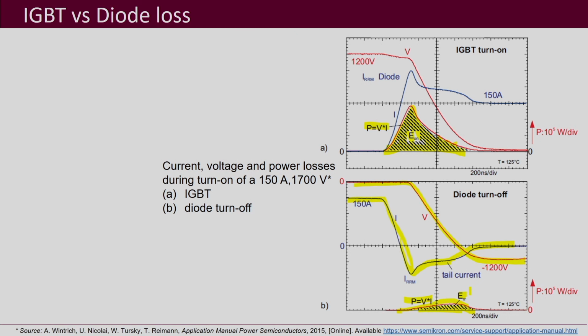And what we observe here is that this is much smaller as compared to the turn on loss of the IGBT. Turn off loss of the diode, you can compare here and see that it is much smaller as compared to the turn on loss of the IGBT. So, that is why many times people ignore the diode losses and only take into account the IGBT losses.